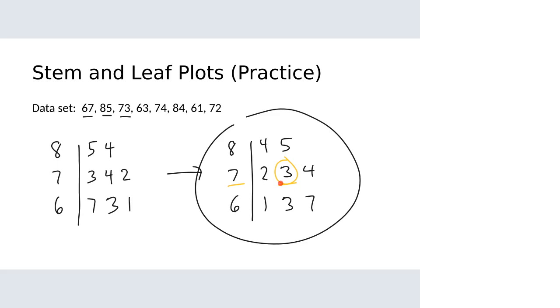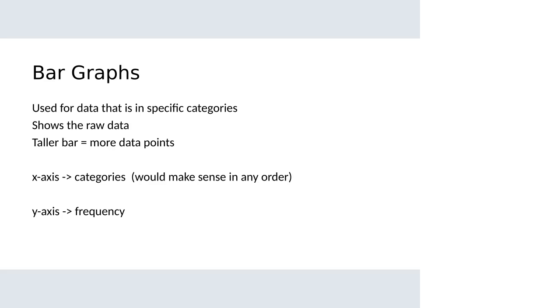Okay, very good. Bar graphs. Bar graphs are probably something that you're fairly familiar with. We see them often, whether it's on TV or on a website when we're reading a news article or a sports article or whatever it might be. And what bar graphs are used for is they're used to show data that's in specific categories. A key thing about bar graphs is that they show the raw data.